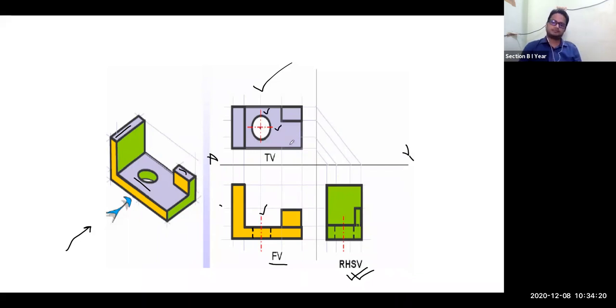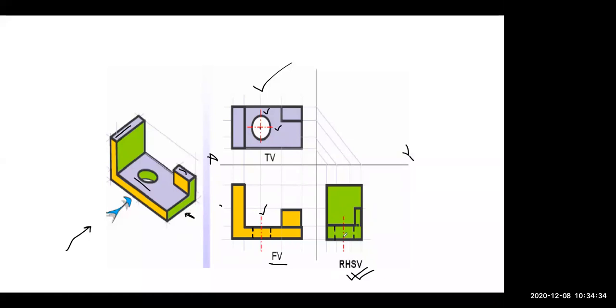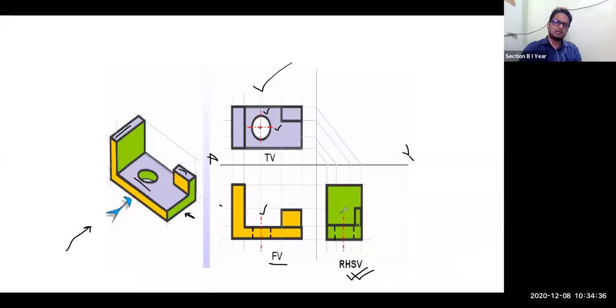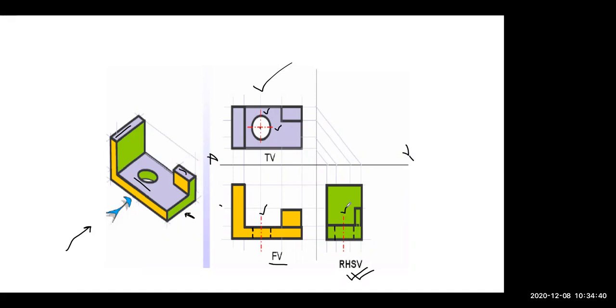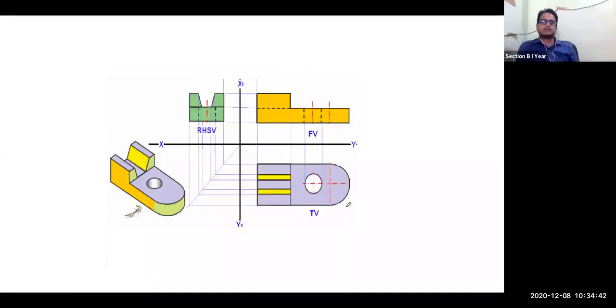Okay, when you look at it from the right hand side view, the green colors will be visible. Still there is that hole which is not visible, so it is represented here by hidden lines, and the axis of that hole is represented by your center line, red in color. Center lines. Okay, now next component.